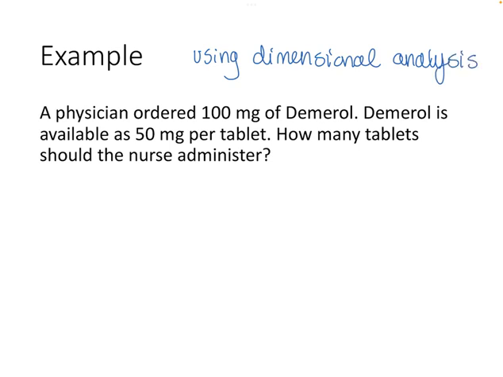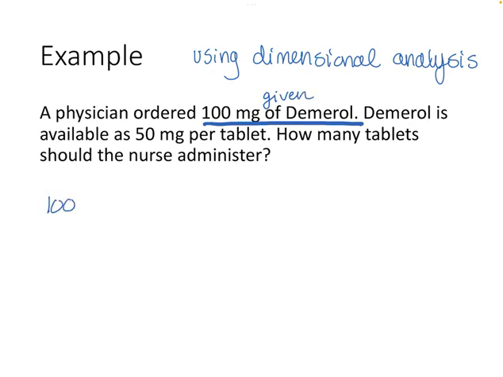with dimensional analysis. So let's say a physician ordered 100 milligrams of Demerol for their patient. Demerol is available as 50 milligrams per tablet. How many tablets should the nurse administer? Now, looking at this, you can probably figure out right away the patient needs 2 tablets, right? But I want to show how we can set this up using dimensional analysis. So there's a couple different ways to do this. You can start with what you're given.